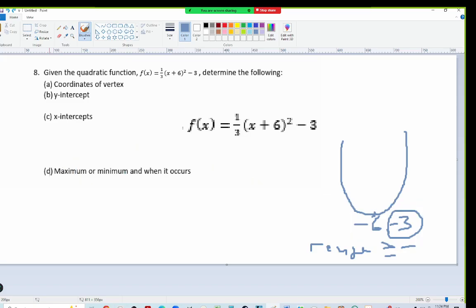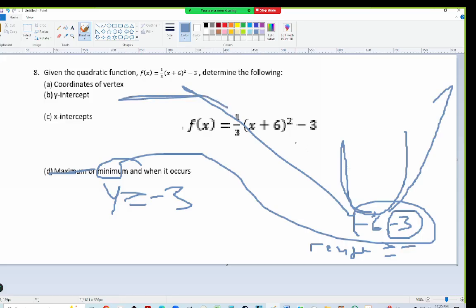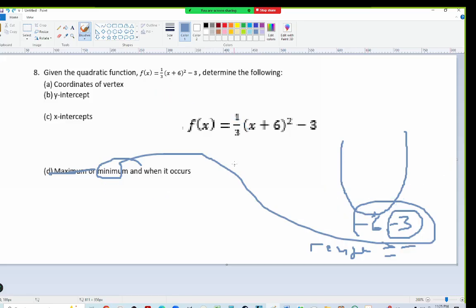The minimum, because it's facing up. So over here, it's a minimum and it occurs at -6, -3. But you should also say, all y values are bigger or equal to -3 because the graph is there. As far as x goes, the graph technically goes forever left and right. So, okay, good.